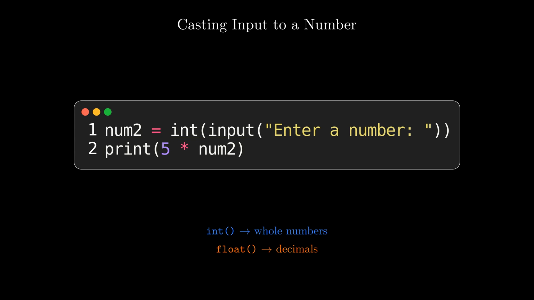Use the integer conversion for whole numbers and the float conversion when decimals are expected. The pattern to remember: read as a string, convert immediately, then compute. That one wrapper is the difference between 33333 and 15.